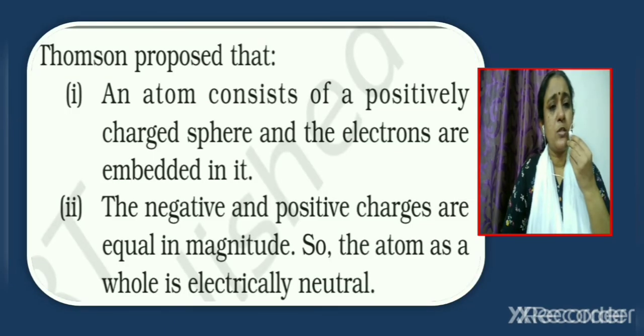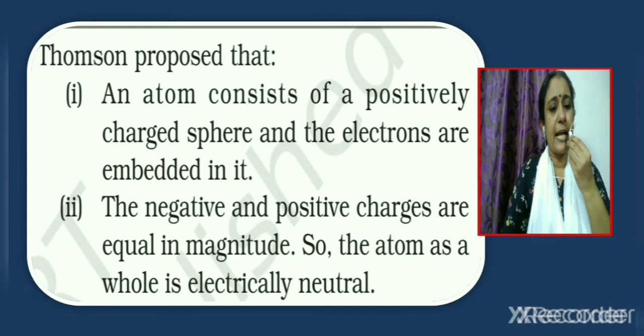Thomson proposed that an atom consists of a positively charged sphere and the electrons are embedded in it. An atom is considered to be spherical. The positive charge is spread over the entire atom and the electrons are embedded in it. The negative and the positive charges are equal in magnitude. So the atom as a whole is electrically neutral.